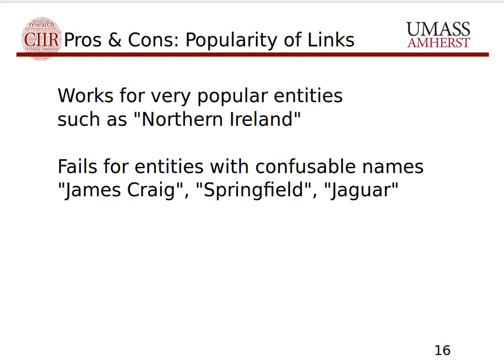So this method works very well for popular entities, such as Northern Ireland, or in cases where we are only interested in the most important entities in the world. This fails for entities with confusable names. That often happens for person names like James Craig. There are also certain towns that have a very popular name like Springfield. Literally every state in the United States has a town called Springfield. Or for concepts like Jaguar that may refer to both the car and the animal and so on.